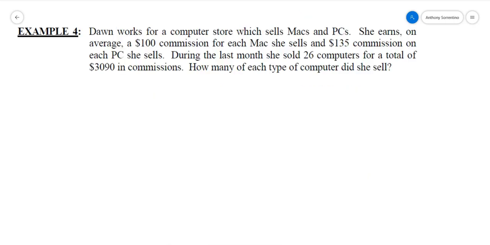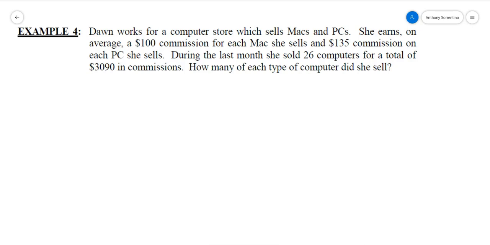So we have this word problem now for example 4. Dawn works for a computer store which sells Macs and PCs. She earns, on average, a $100 commission for each Mac she sells and $135 commission on each PC she sells. During the last month, she sold 26 computers for a total of $3,090 in commissions. How many of each type of computer did she sell? So, ultimately what I'm looking for here is I want to come up with a system of equations that I can solve to answer this.